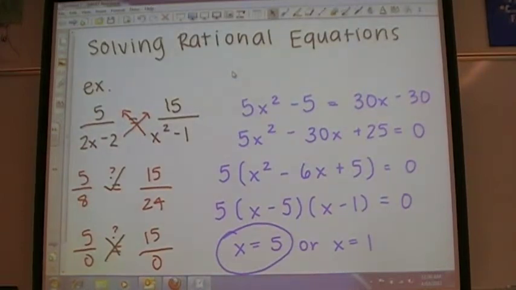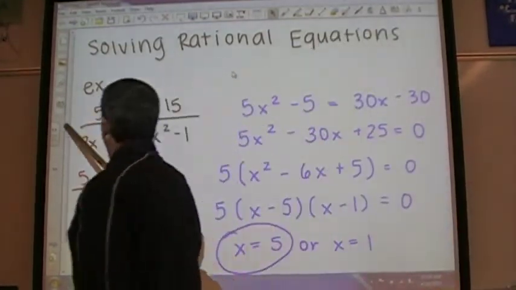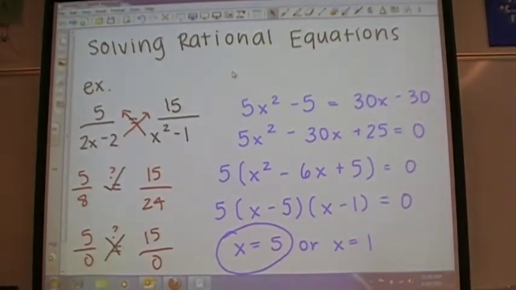Solving rational equations. The first example is right here in black. We're going to look at two examples. We have 5 divided by 2x minus 2 equals 15 over x squared minus 2. We've already talked about simplifying rational expressions, but now we have to solve a rational equation.